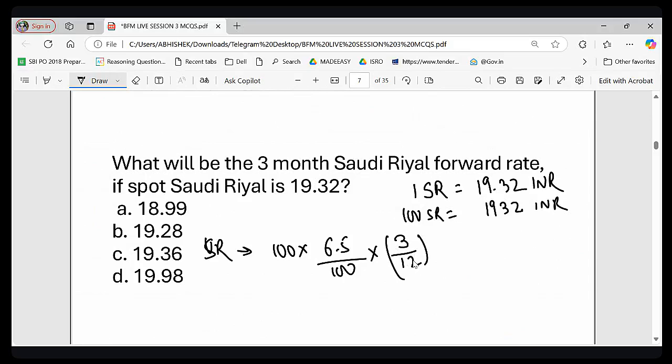Now can you tell me why we are dividing this 3 by 12? Why not take 3 only? Okay, Sudhanshu, you are correcting your answer, 19.28. Okay, fine. Let's see. Please answer my question. My question is why we are dividing 3 by 12? Why not just multiply by 3? Just type your answer in the chat box. After the calculation, you just calculate and tell me how much you are getting.